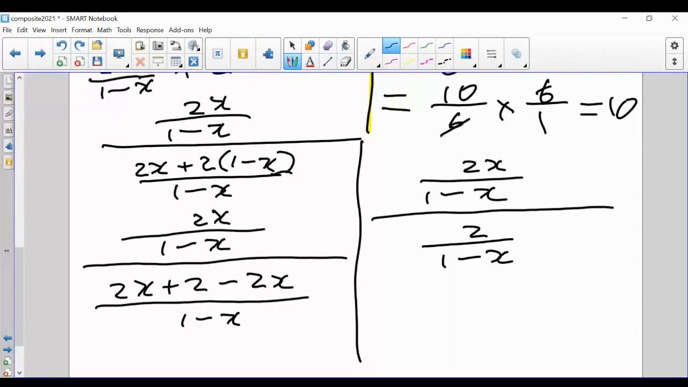We're going to do the same thing we did before. We're going to multiply by the reciprocal. So I'm going to have 2x over 1 minus x multiplied by 1 minus x over 2.